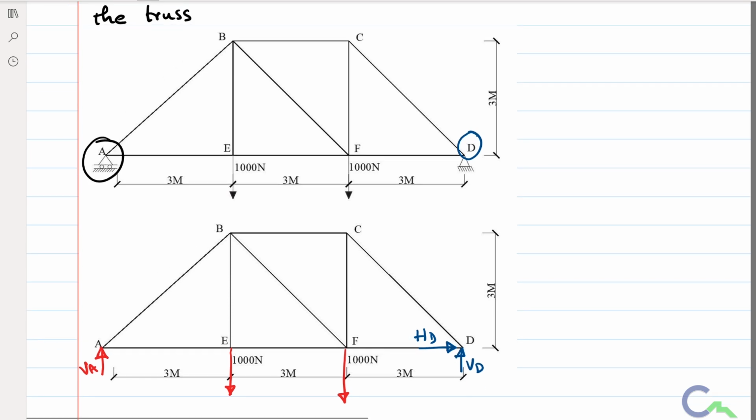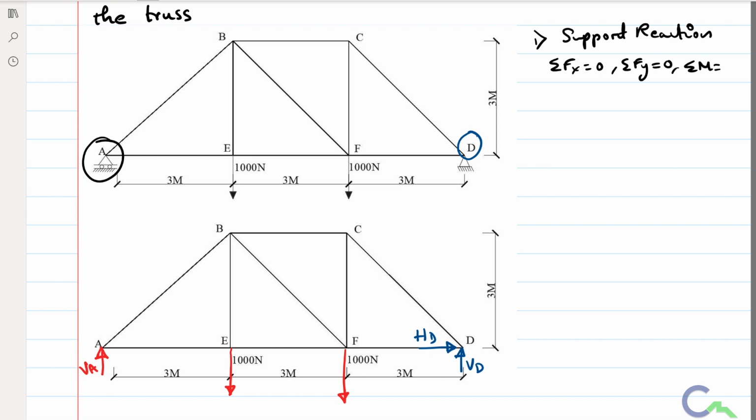So as per the procedure, the first step is to calculate the support reactions. So I am going to apply the equilibrium conditions: sigma Fx is equal to 0, sigma Fy is equal to 0, and the summation of moment about any point is equal to 0. So the first condition is sigma Fx equal to 0. Here there is only one force, that is HD. So HD is equal to 0, because there are no other horizontal forces.